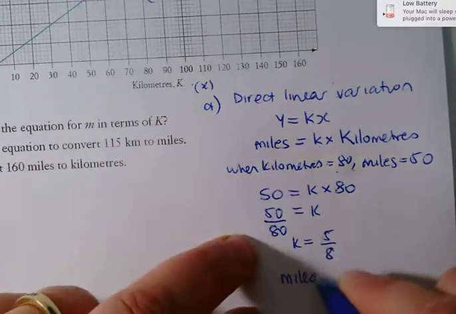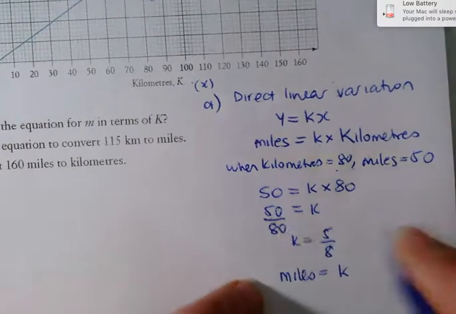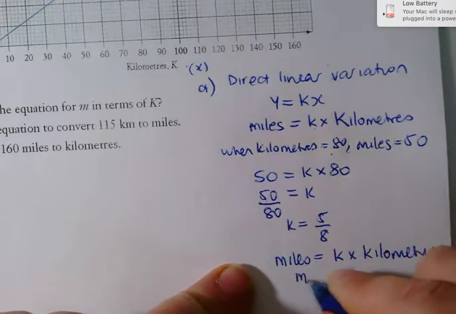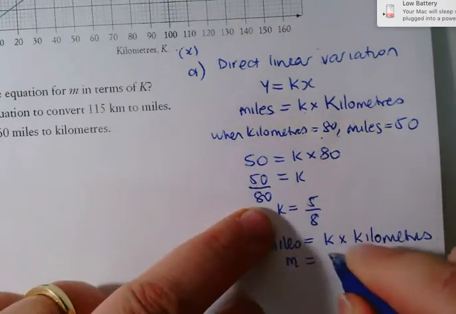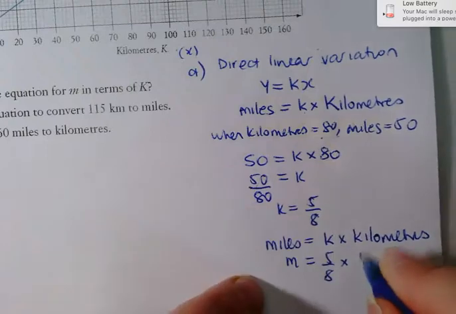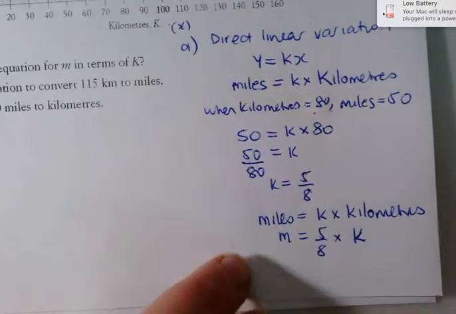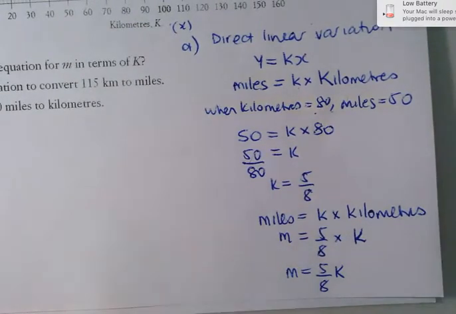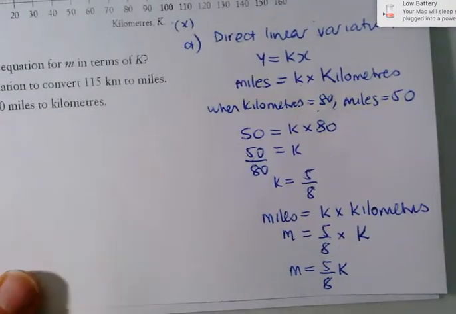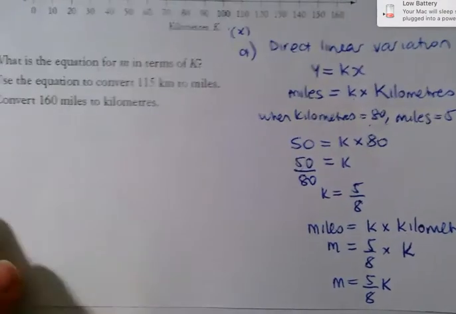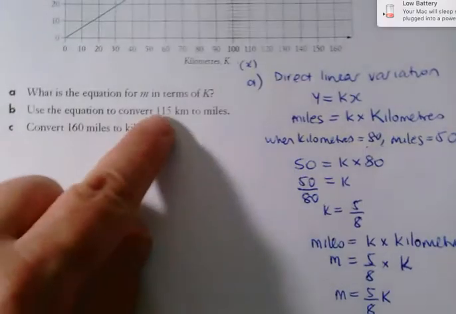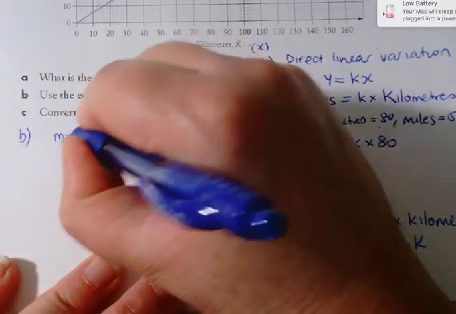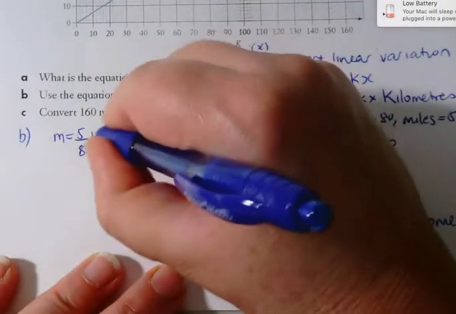So miles is equal to K times kilometers. In other words, m for miles equals, now our K is 5/8, and the symbol for kilometers is K as well, unfortunately. So m equals 5/8 times K, or 5/8K. Now that we've got our equation, we can use it to convert 115 kilometers to miles. So for part B, m equals 5/8 times kilometers.